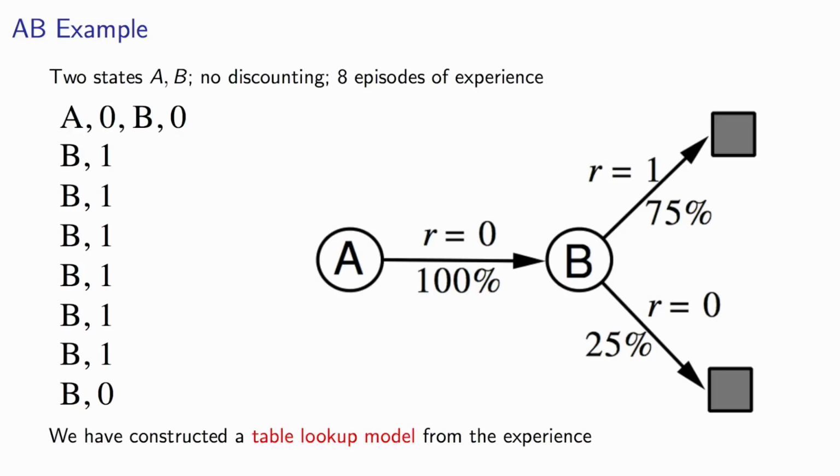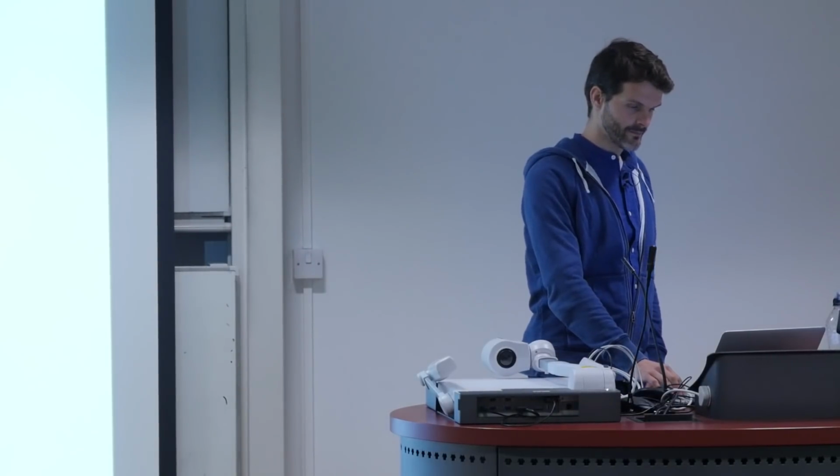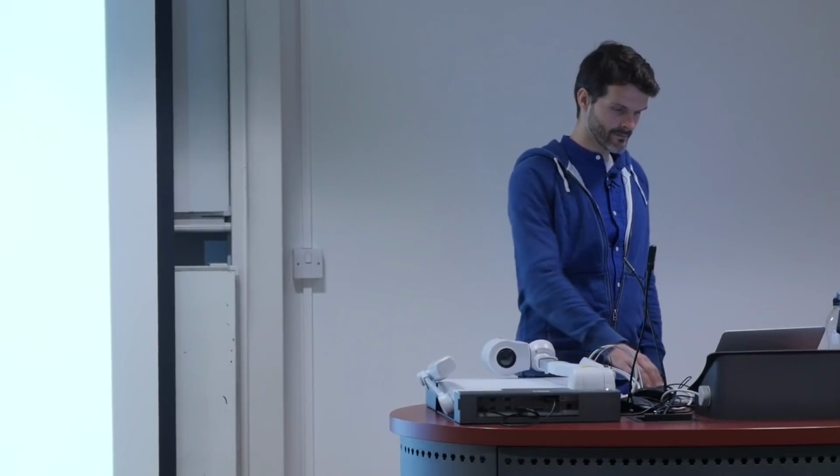Now, if we would apply these equations on the previous slide, we would build a model that basically looks like this, where in 100% of the cases we went from state A to B. And then in 75% of the cases, we transitioned with a reward of 1 and terminated. And in 25% of the cases, we transitioned with a reward of 0 and we terminated. Note that all the episodes ended with state B. So in this case, from state B, you always terminate. This might not be the real MDP, but it's the MDP that is consistent with the data. Any questions about this? Okay.